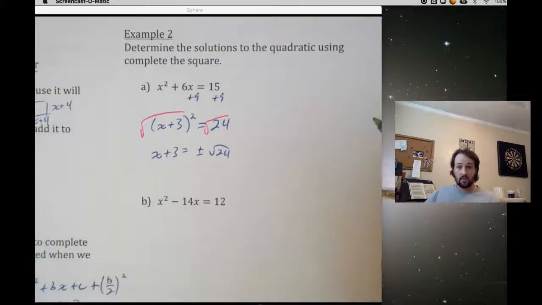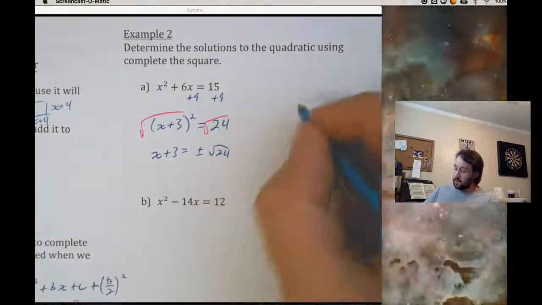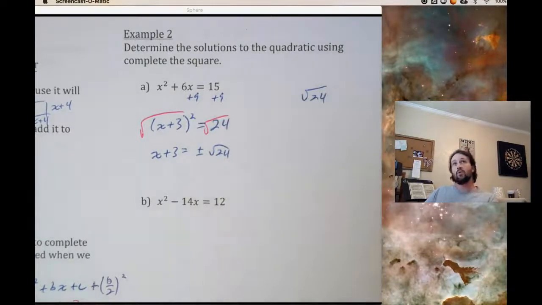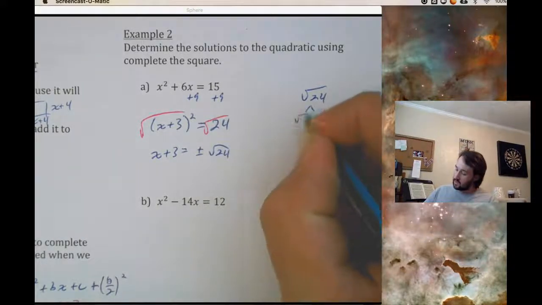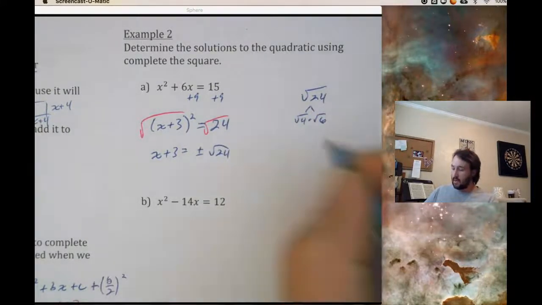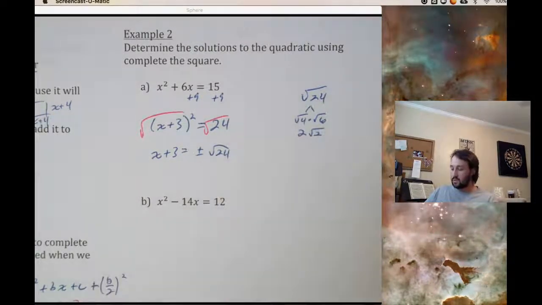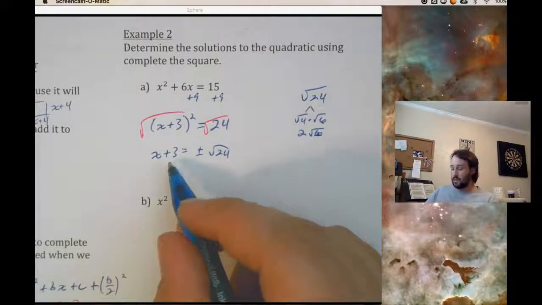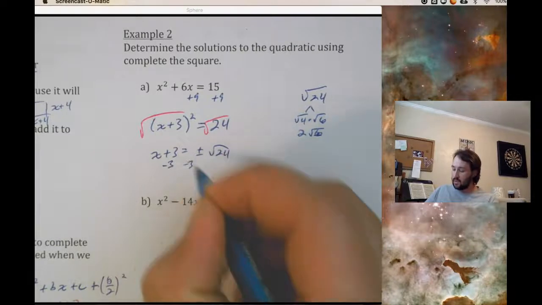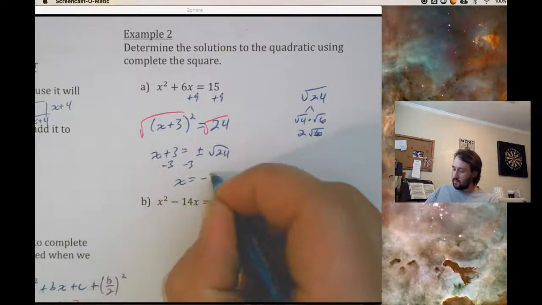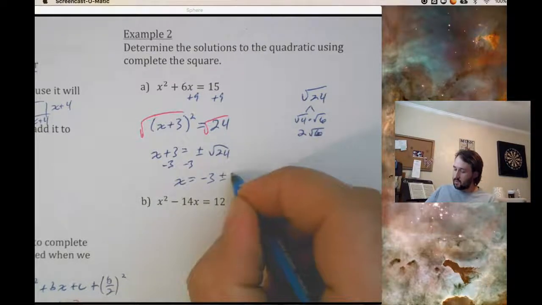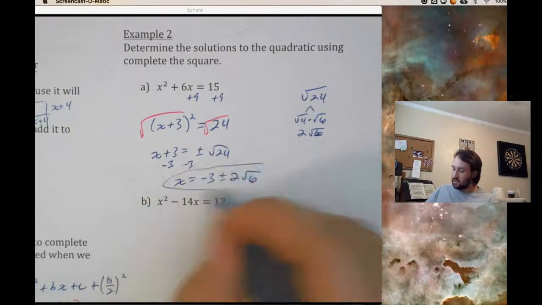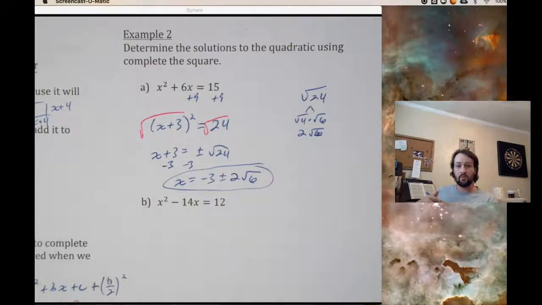So now here's also where the square root of 24 can break down. The biggest thing I can pull, let's see, 6 and 4, I think that's all I can do. So this is the same thing as the square root of 4 times the square root of 6. I know the square root of 4 is 2, so this is 2 root 6. And then the last thing I'm going to do to get the x by itself is subtract 3 on both sides. So my solution is going to be negative 3 plus or minus the simplified square root, so 2 root 6. That's what they're looking for. Remember, that means both solutions are there. Negative 3 plus 2 root 6 and negative 3 minus 2 root 6.